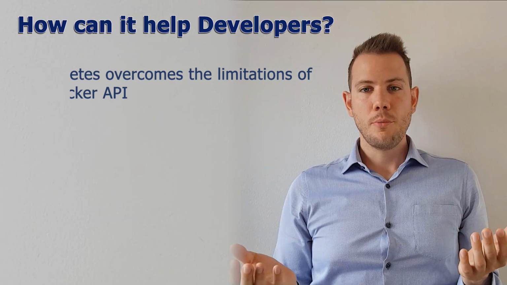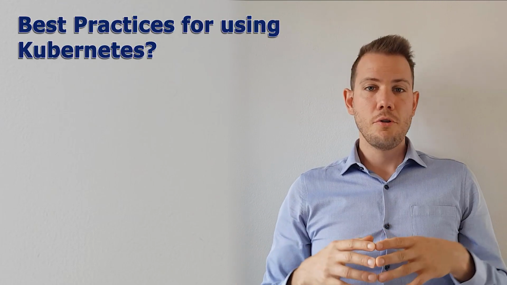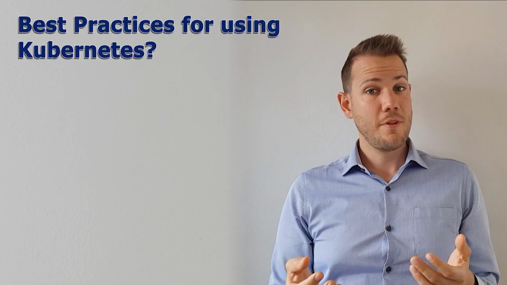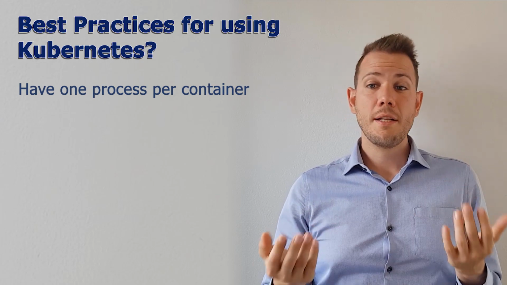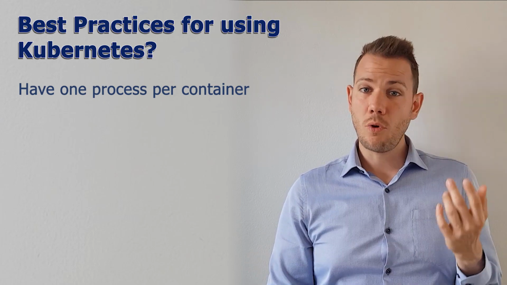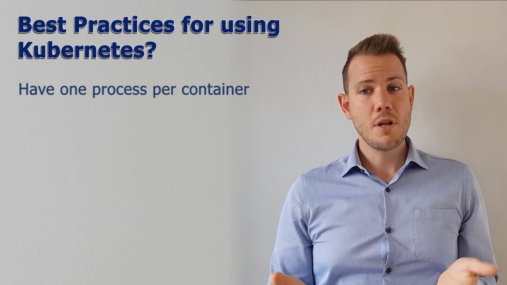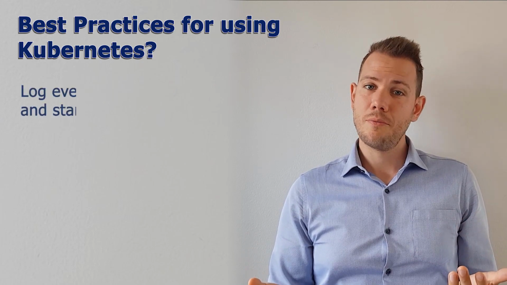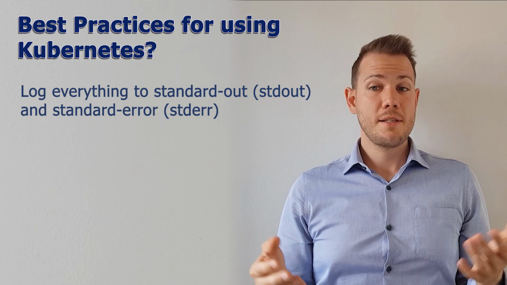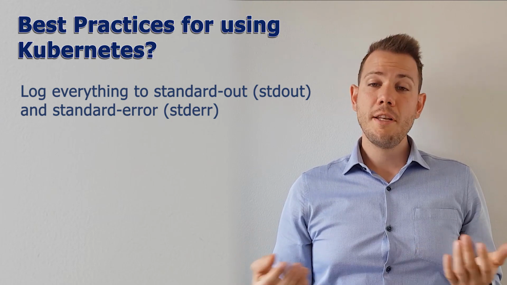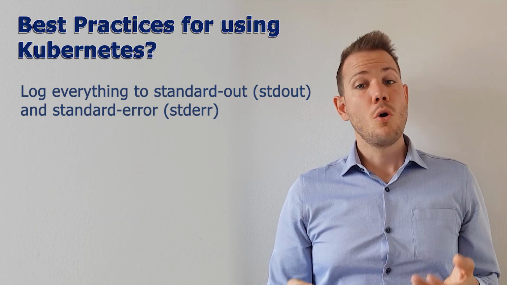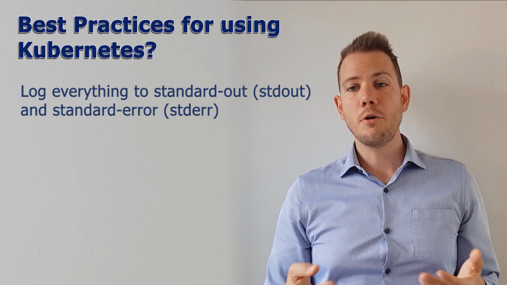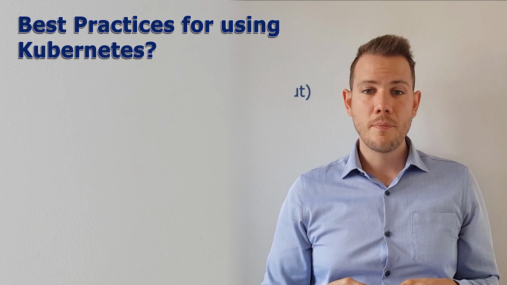For developing on Kubernetes or running it in production, you should follow best practices. Some of them are having only one process per container. Although it's technically possible to have 20 processes in one container, how would Kubernetes know whether the container is healthy or not? Log everything to standard out and standard error. By default, Kubernetes listens to these pipes and sends the output to your logging service. On Google Cloud, for example, they go to Stackdriver logging automatically.